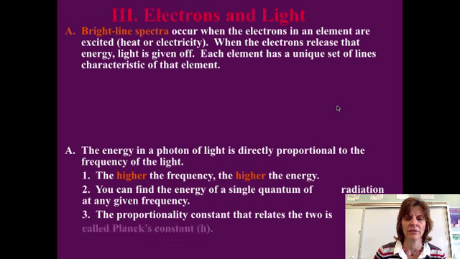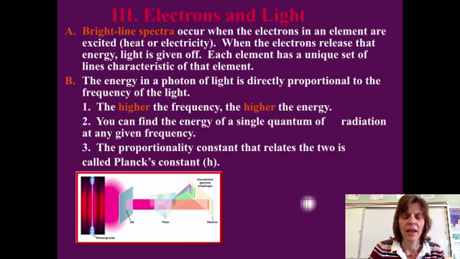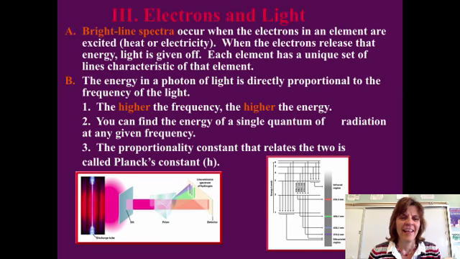I think there's a diagram. There is a bright line spectra produced. That's what this is down here. It occurs when electrons in an element are excited by heat or electricity. When the electrons release that energy, light is emitted. Every element has an individual fingerprint that would be its spectra. You can see one here vertically, and here this one's horizontally.